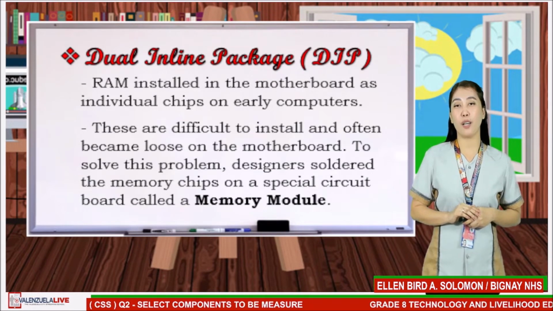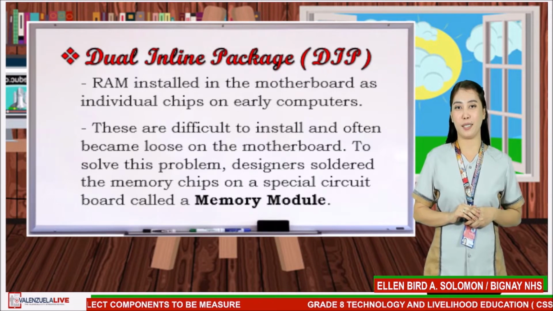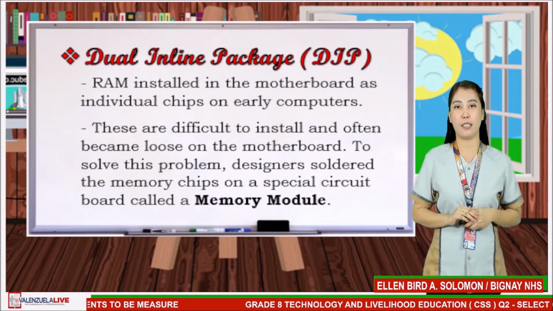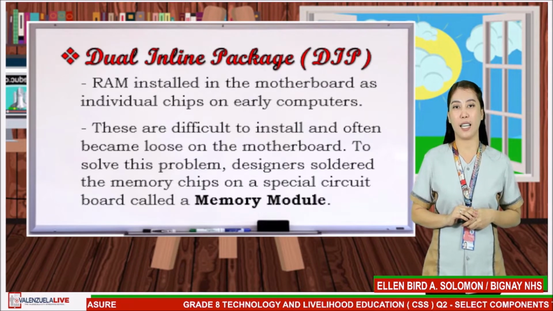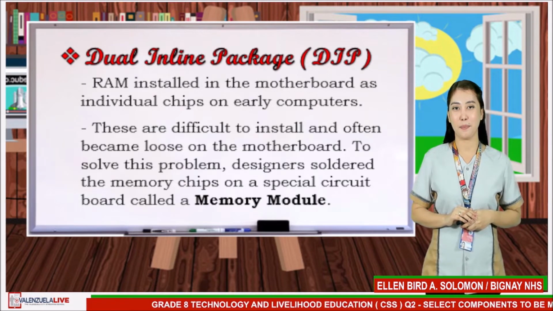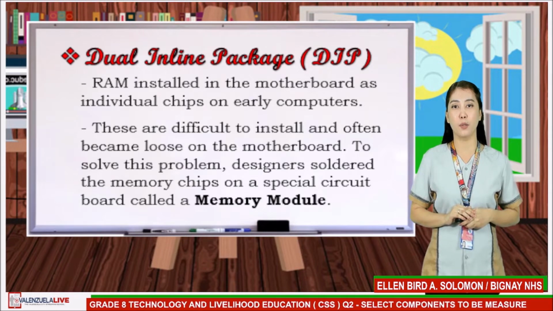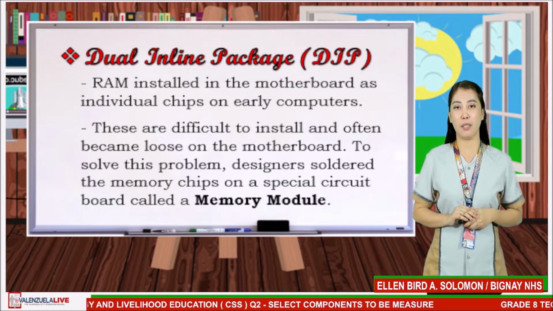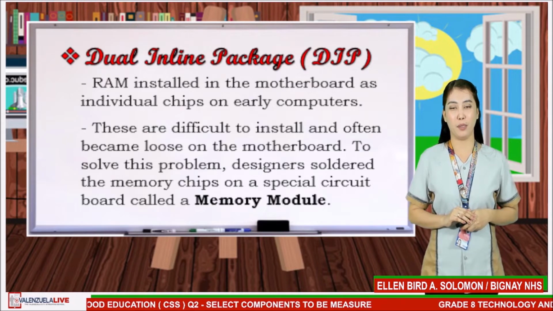RAM installed to the motherboard as individual chips on early computers. It was designed primarily to overcome the difficulties associated with handling and inserting packages into mounting boards. These are difficult to install and often become loose in the motherboard. To solve this problem, designers soldered the memory chips on special circuit board called a memory module.